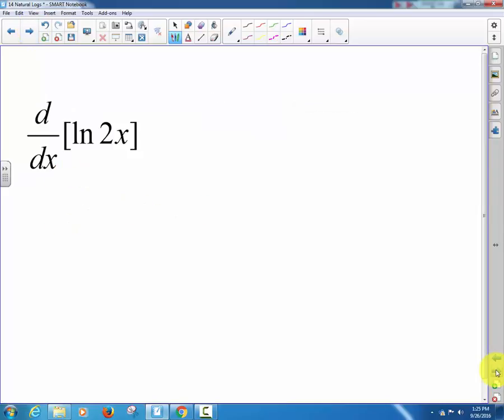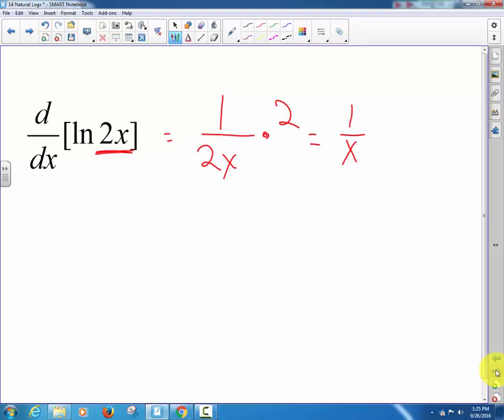Let's see if we can put it into practice. What's the derivative with respect to x of ln of 2x? Well, we just said it's 1 over the argument, 2x, times the derivative of the argument. 2. Which simplifies just down to 1 over x.